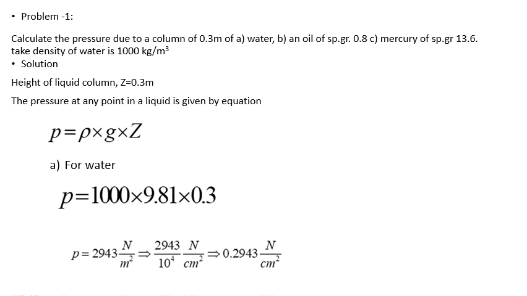0.3 meter. The second case is for oil of specific gravity 0.8. Now that 0.3 meter height of column is filled with this oil of specific gravity 0.8. Then we know that the density of the oil is equal to the specific gravity of oil multiplied by the density of water. Here the specific gravity of oil is 0.8 and the density of water is 1000. Hence the density of oil is equal to 800 kg per meter cube.